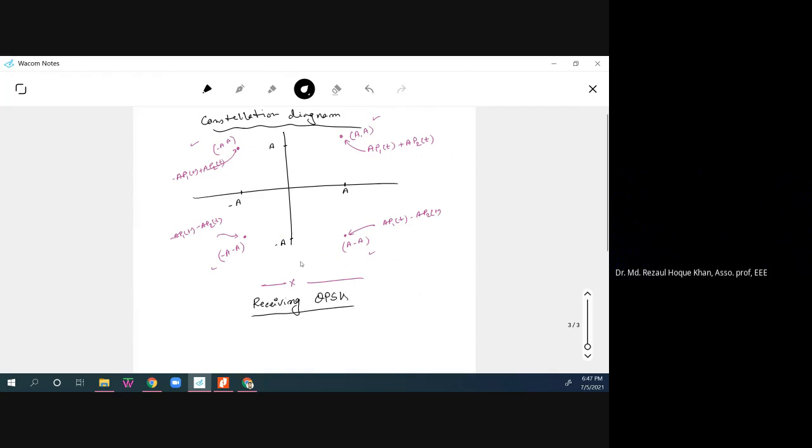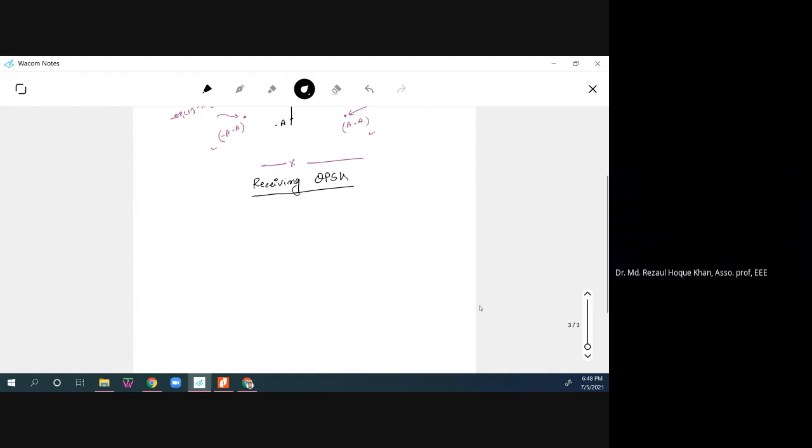What's happened now for our again? Let us take the signal x(t) for the first waveform, or the first possibility. So a1 p1(t) plus a2 p2(t), right? So what happened in the receiver?